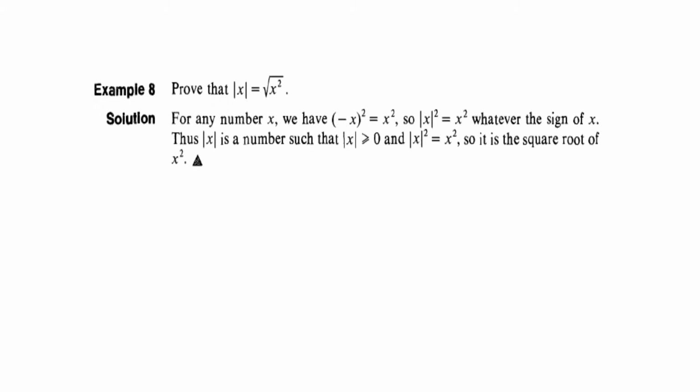This is an example in which it is proved that the absolute value of x is the square root of x square. In the solution, we see that for any number x, if we take the square of minus x, it's always x square. So the absolute value of x, whole square, is also x square, whatever the sign of x.